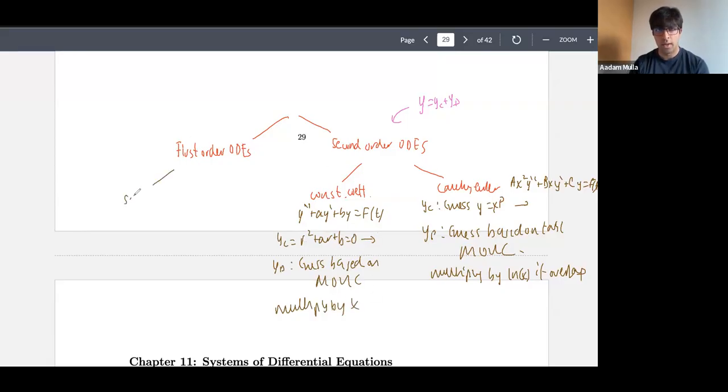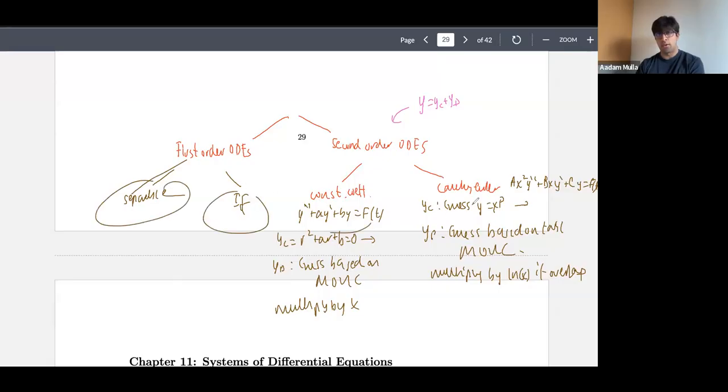First order is either separable or we use the integrating factor. Okay, hopefully this table, or whatever this tree is called, makes clear the structure: when you see a problem, you should categorize it as one of 1, 2, 3, or 4 scenarios, and those are the 4 scenarios that require you to do it out by hand.